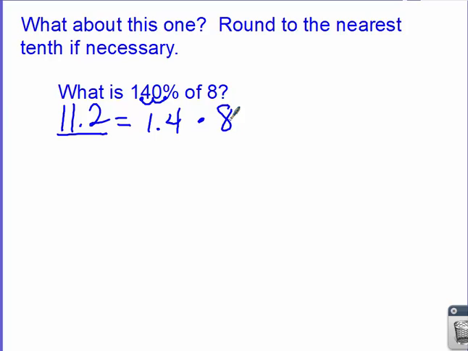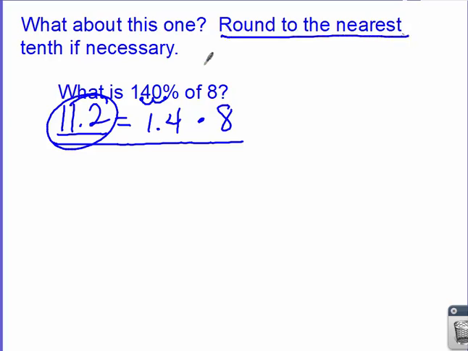Now what you're going to do today is you're going to do an assignment that has problems just like this on your paper. So what I'm going to expect you to do is translate each one of them into a sentence, type in the information into your calculator, and come up with an answer that is rounded to the nearest tenth if you need to.